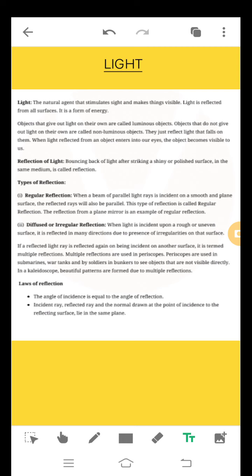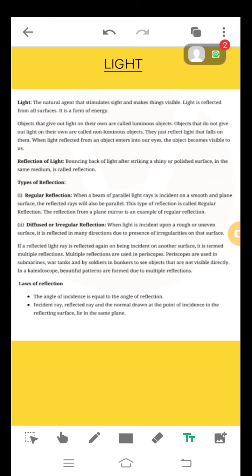What is reflection of light? The bouncing back of light after striking a shiny or polished surface in the same medium is called reflection. There are two types of reflections, regular reflection and irregular reflection.